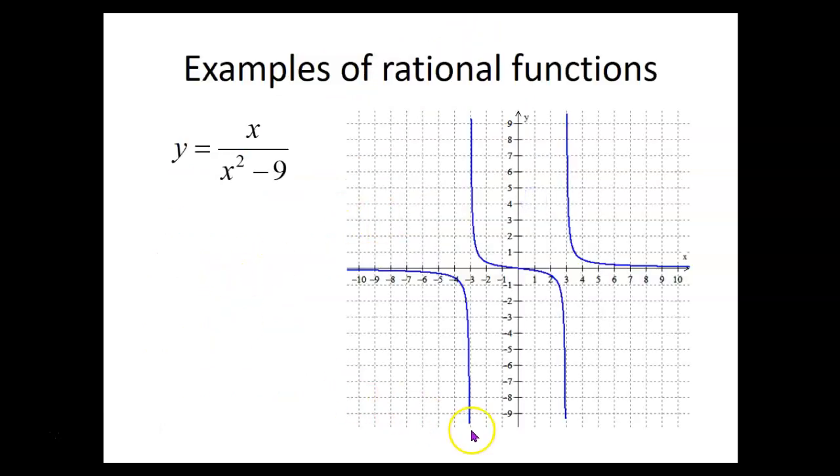So here's the graph. We've got vertical asymptotes here, the line x equals negative 3, and here the line x equals positive 3. And the horizontal asymptote is the x-axis, and the graph crosses the y-axis and the x-axis at the same time here at (0, 0).